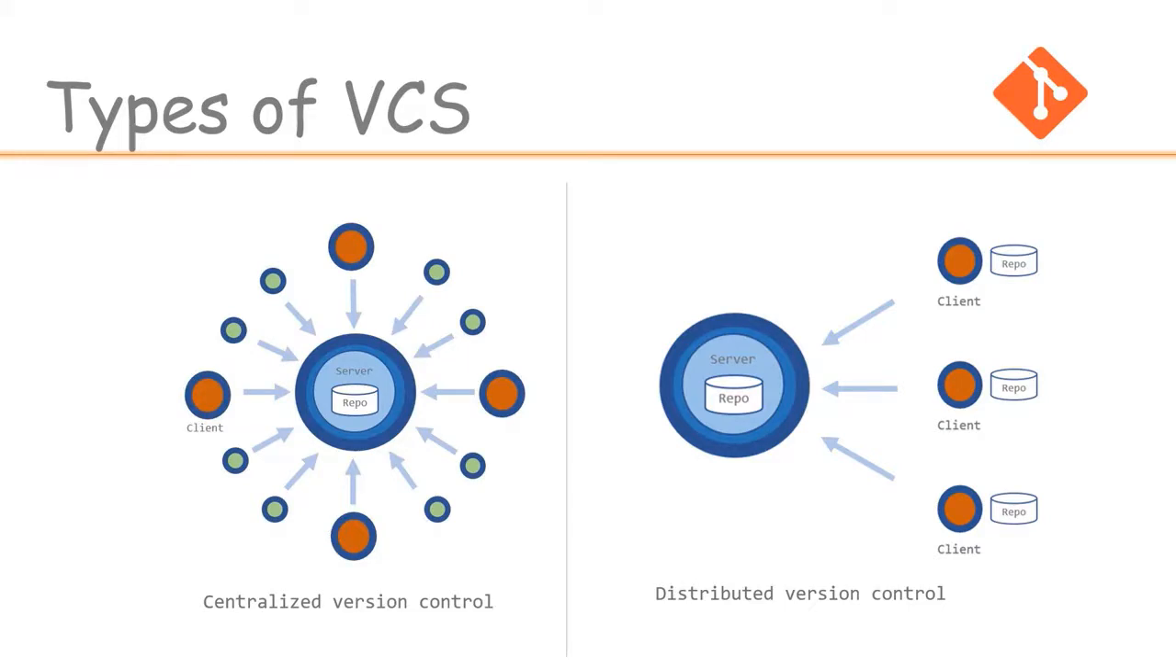So this is where the distributed version control system comes into the picture. In a distributed version control system, clients not only check out the latest snapshot of the directory, but they also fully mirror the repository. So here you can see we have a central server where we have the repository, and on each client we have a copy of the repository. So if the central server goes down, then the repository from any client can be copied back to the server to restore it. Every checkout is a full backup of the repository.